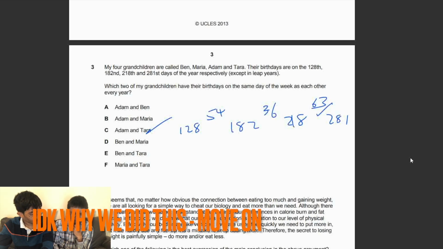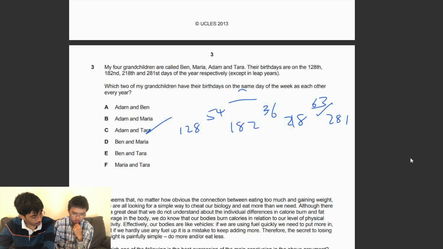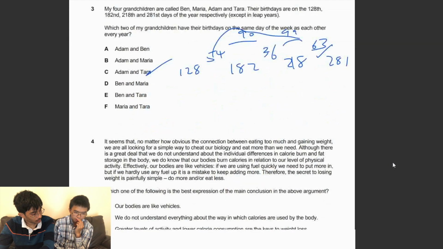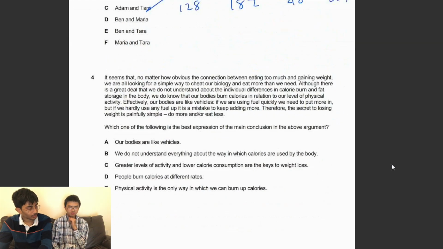Let's check that none of the others add up to give a multiple of 7. So that's 90. That's 99. And if you add all of these up, so 99 plus 54 is 153, which is not a multiple of 7. So I think they're good. Yeah, that's right. Why is it always me with these questions, man?